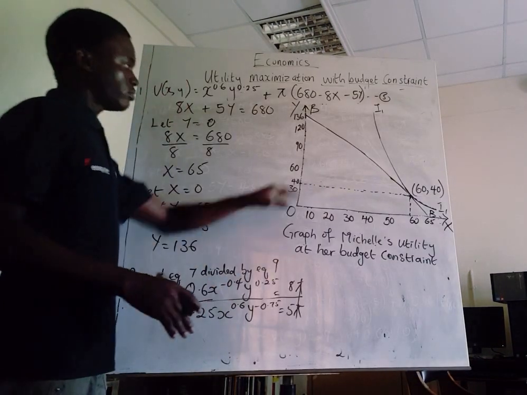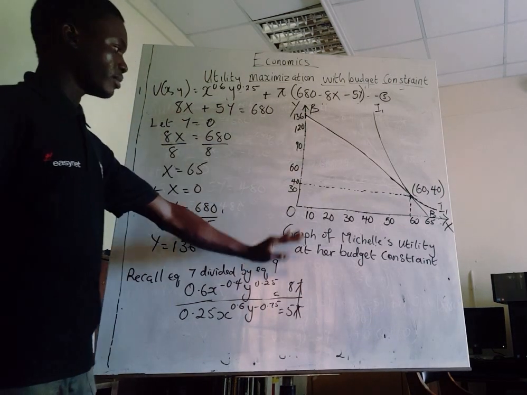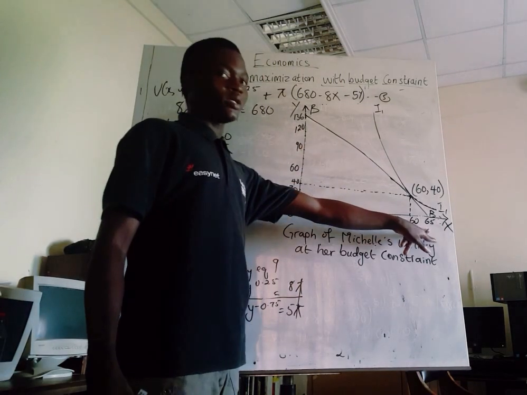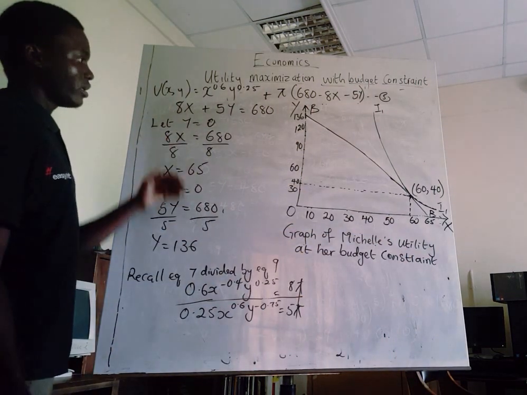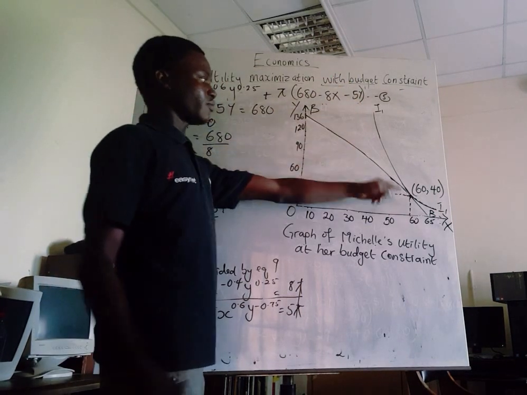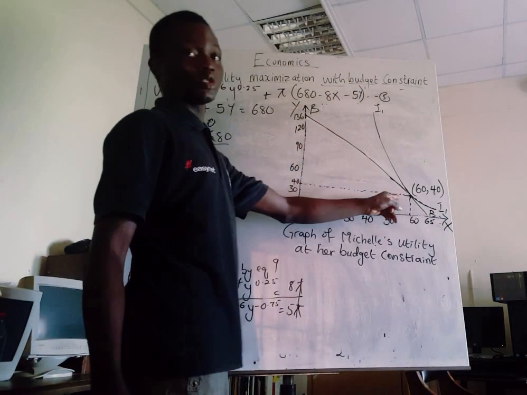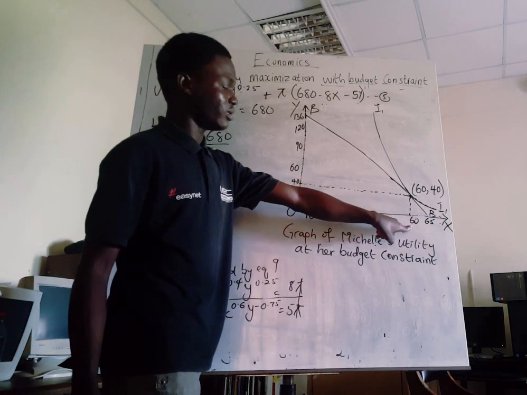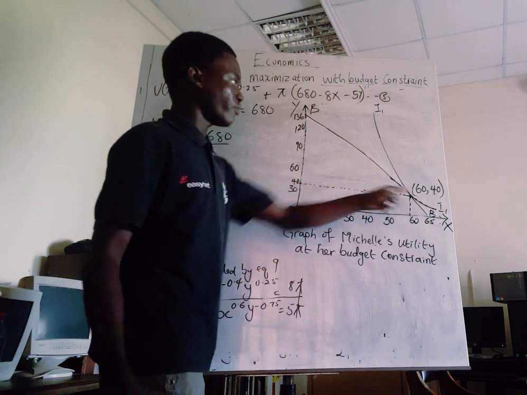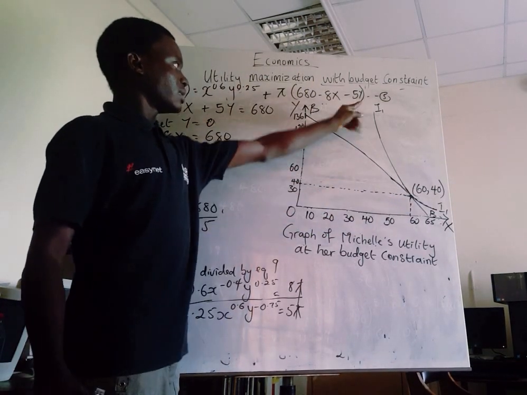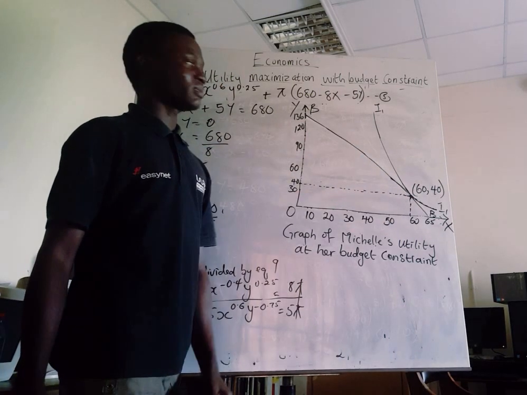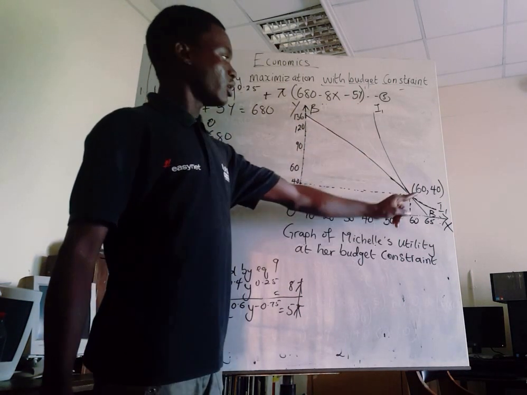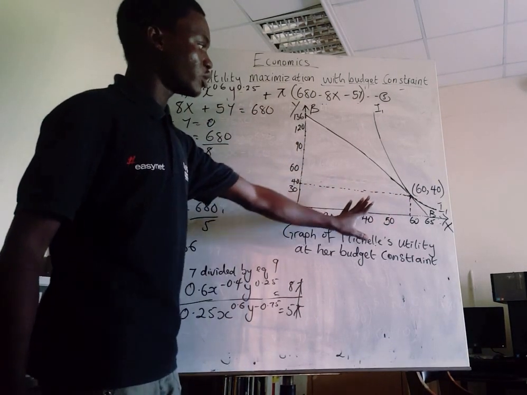Let's depict this on the graph. When we depict our result on the graph, this is what we have. This is a graph of Michelle's utility at our budget constraint. We have the maximum point on the y-axis, which is 136, and the maximum point on the x-axis, which is 65, what we got from our calculation here. All we have to do is draw our indifference curve to touch the budget line at the point where Michelle maximizes her utility, and that is where she consumes 60 units of popcorn and 40 units of zobo. This is how we depict it. This is our indifference curve. Remember that a consumer maximizes utility where the budget line is just tangential to the indifference curve, that is, where the slope of the indifference curve equals the slope of the budget line. So this is what we have for Michelle.